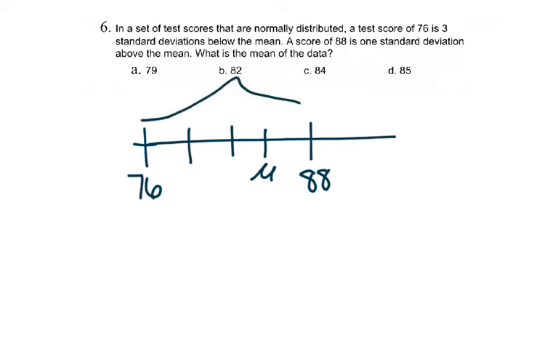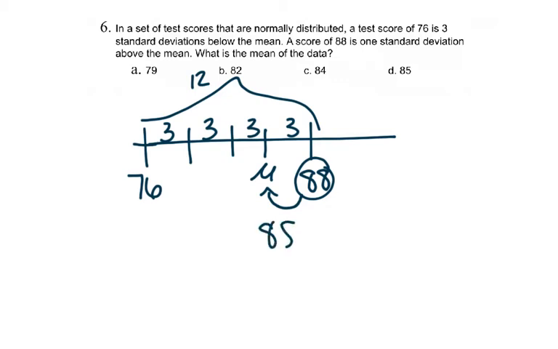So the first thing I'm going to do is find the difference. 88 minus 76 is 12. And notice that there are 4 sections, so these would each go up by 3. So 3 would be my standard deviation. If I went from 88 back down to the mean, 88 minus 3 is 85. So 85 would have had to be my mean.